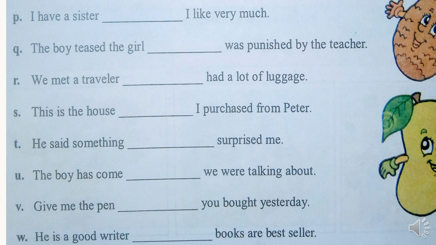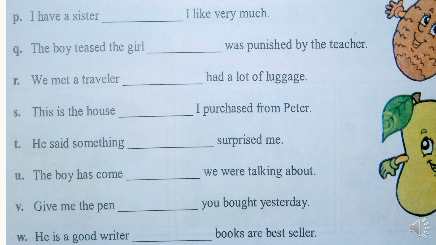S. This is the house dash I purchased from Peter. House is a place. T. He said something that surprised me. Something surprising is an idea. U. The boy has come dash we were talking about. The boy is the subject of the sentence.